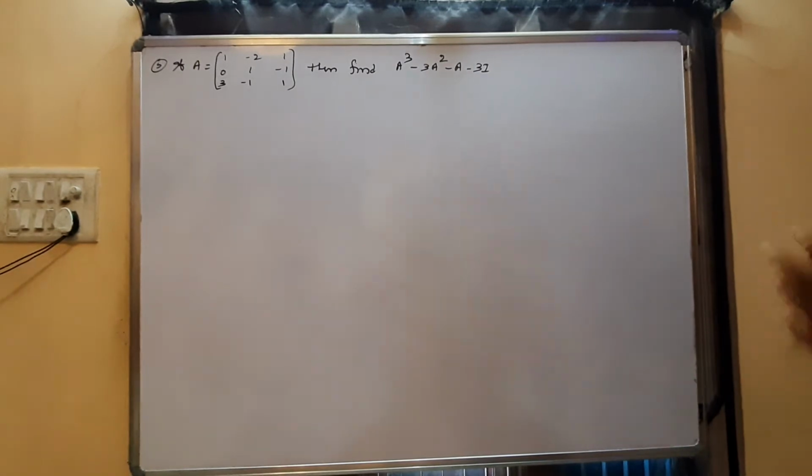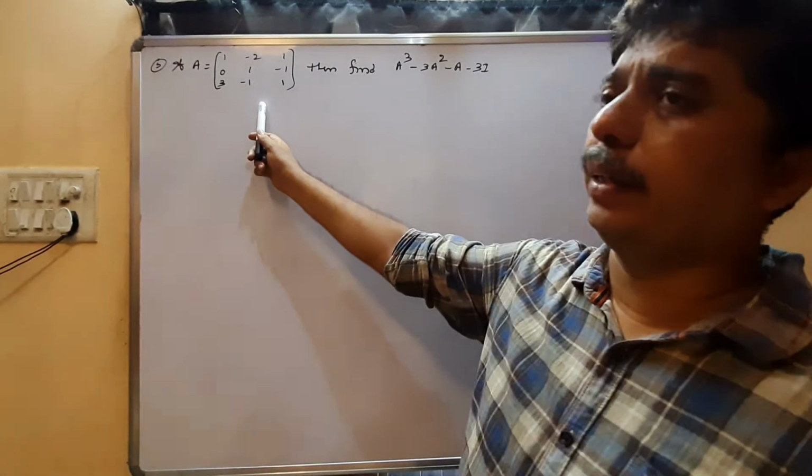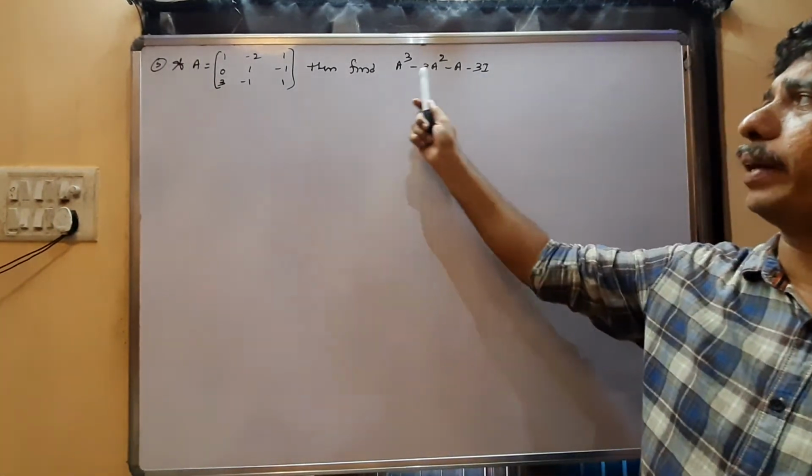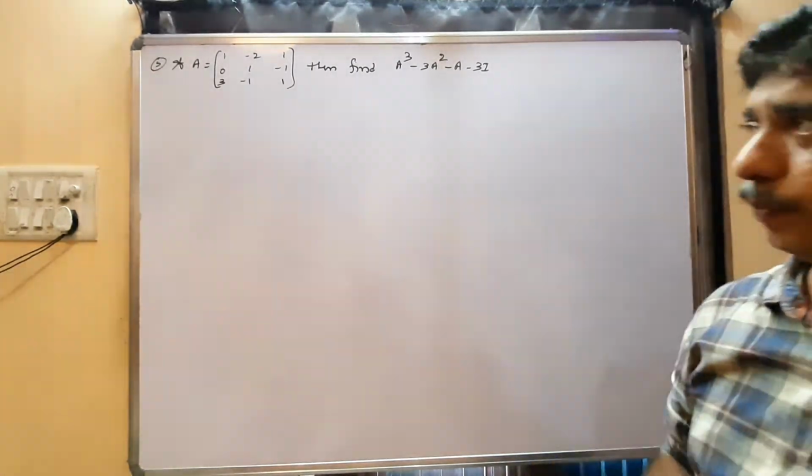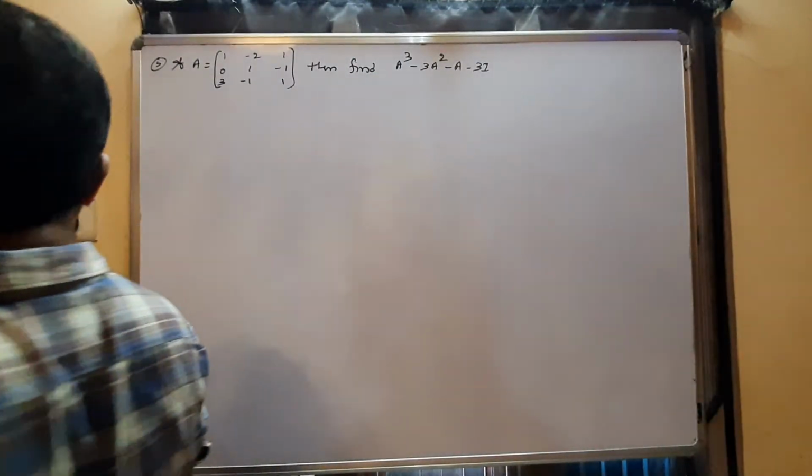Let's come to the next question. A matrix is given, then you have to find A cube minus 3A square minus A minus 3A. A cube means A square into A. First you can find the A square.